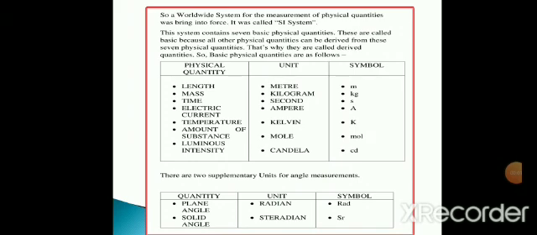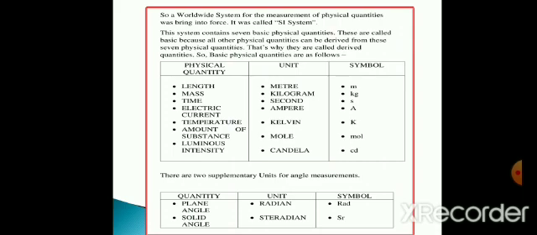The units of fundamental quantities are called fundamental units, and the units of derived quantities are called derived units. In SI system, we have 7 fundamental quantities and 7 fundamental units and 2 supplementary quantities and 2 supplementary units. The 7 fundamental quantities in SI system are length, mass, time, electric current, temperature, amount of substance and luminous intensity.